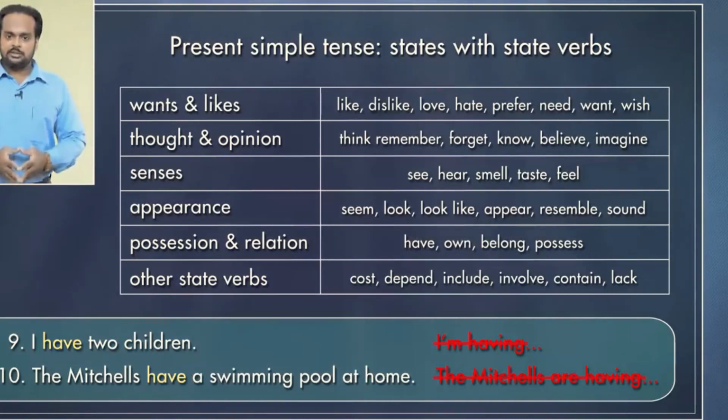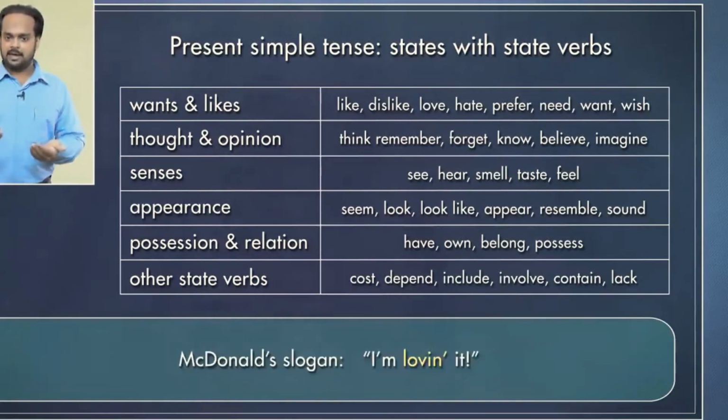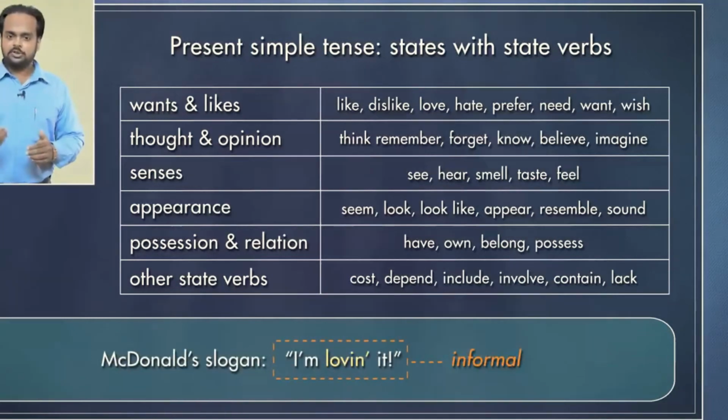Sometimes you will see state verbs used in ing forms. For example, McDonald's uses "I'm loving it" as their slogan. This usage is informal, and in most situations, when you see a state verb in ing form, it is informal use. In a different lesson, I will teach you where you can use continuous forms of state verbs correctly, but for now, as a general rule, just remember, always use state verbs in the present simple tense.